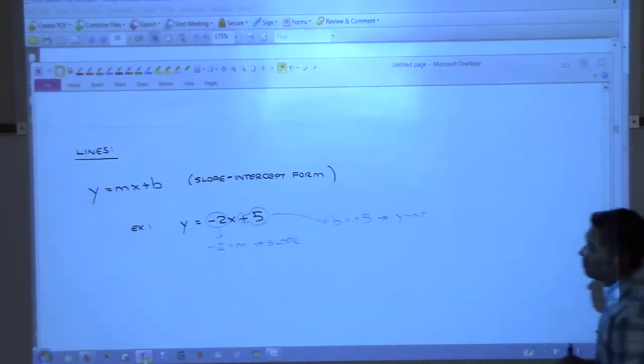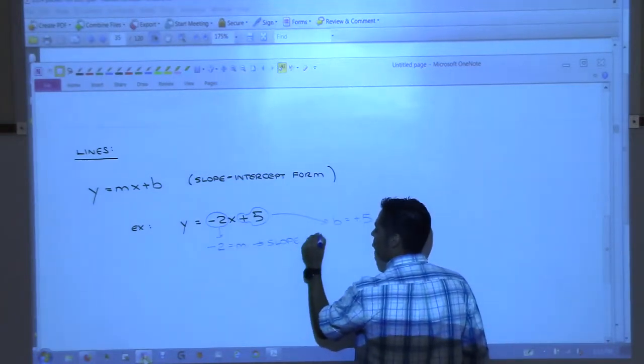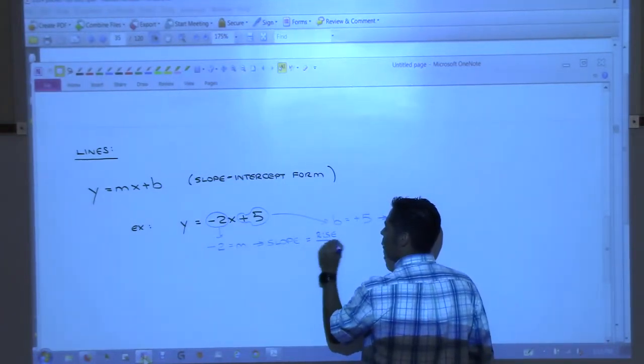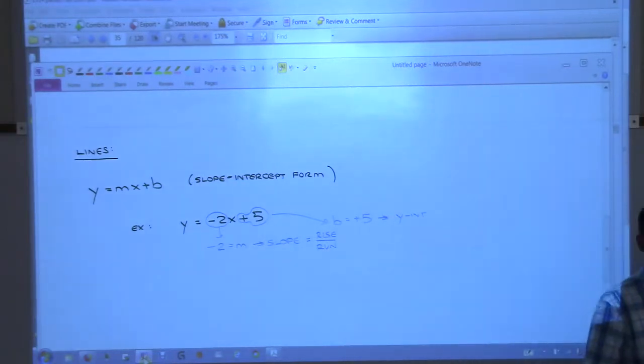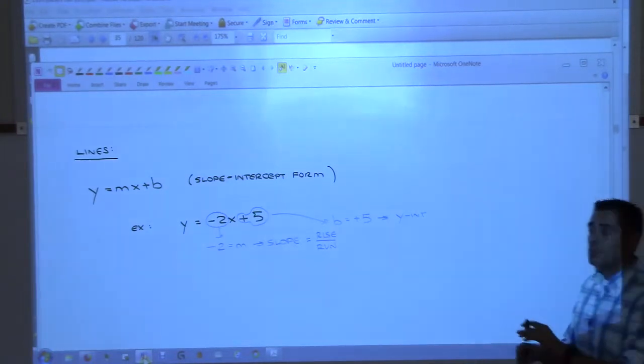Now, slope is defined to be the rise divided by the run. Now, if you've never heard that before, you're like, what? So I want to make sure. Is everyone comfortable with the idea of rise over run? Anyone need clarification on it? Yes, no? Don't be afraid. I'm going to clarify a little bit.